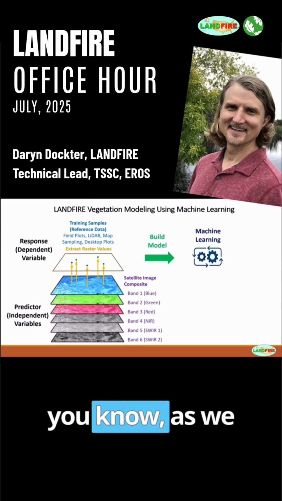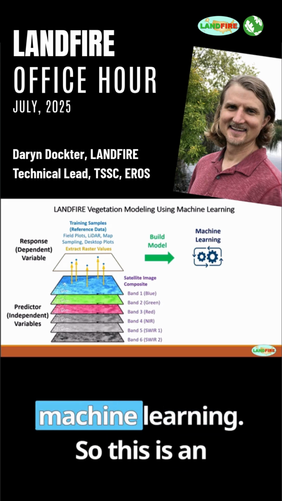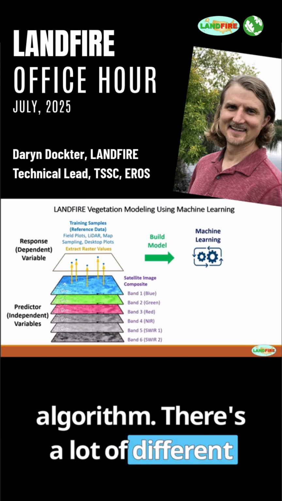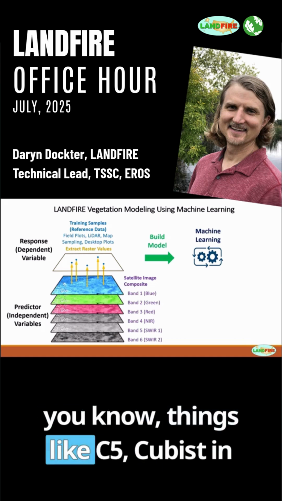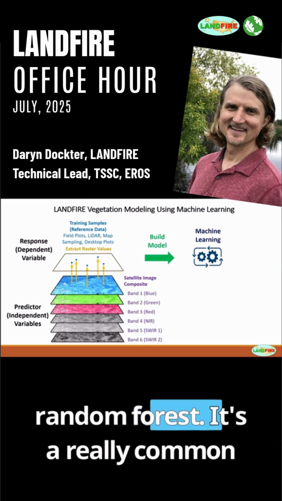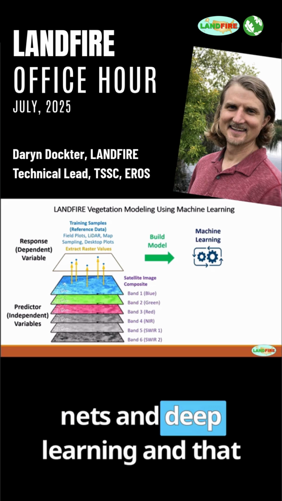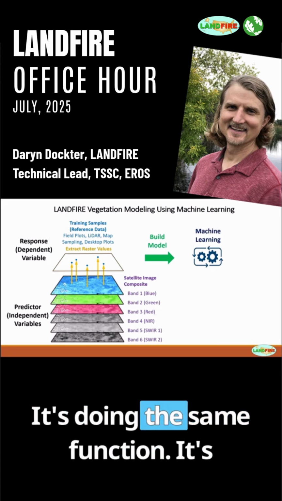And as we talked about before, we're using machine learning. So this is an algorithm. There's a lot of different algorithms out there. We've used things like C5, Cubist in the past. You've heard of maybe random forest. It's a really common one. Now people are using neural nets and deep learning, and that can be substituted for this step as well. It's doing the same function.